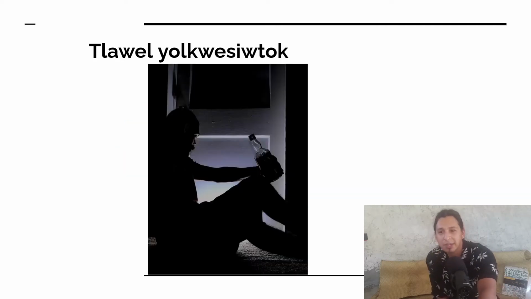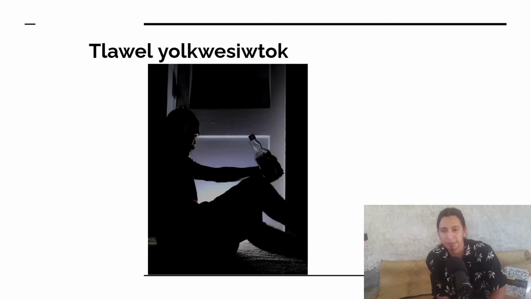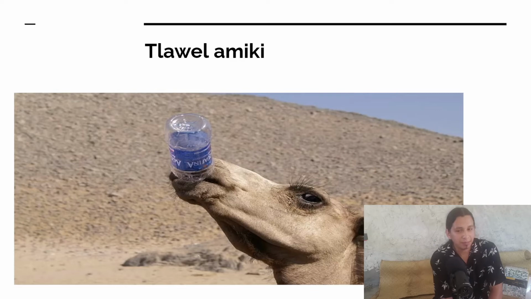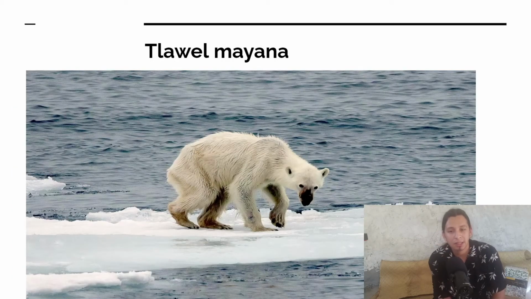Notice yolpactoc and yolcuesihtoc both have yol. That might make it easier for you all to remember these words. The yol references your heart. So a lot of feeling and emotion words tend to reference the heart. Yolcuesihtoc, yolpactoc. Tlawel amiki. Very thirsty. Again, intensifying that action. Tlawel mayana. Very hungry.